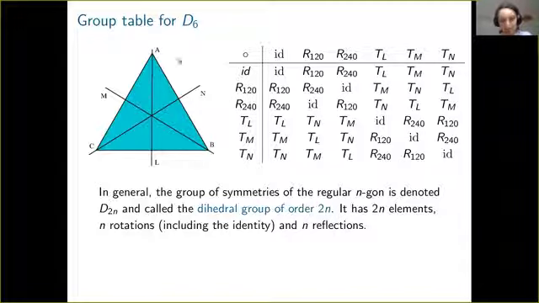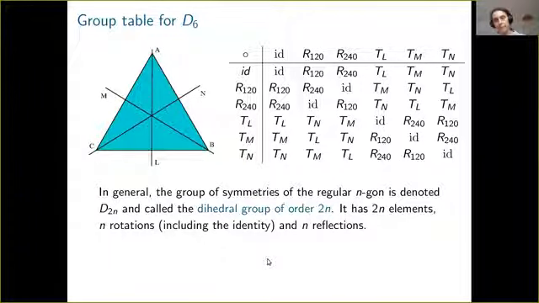The triangle has 3 rotations, including the identity, and it has 3 reflections. The square has 4 rotations through 0, the identity, 90 degrees, 180, 270, and it has 4 reflections. It has 2 reflections in the lines that run through the midpoints of opposite pairs of sides, and it has 2 reflections in the 2 diagonals as well.